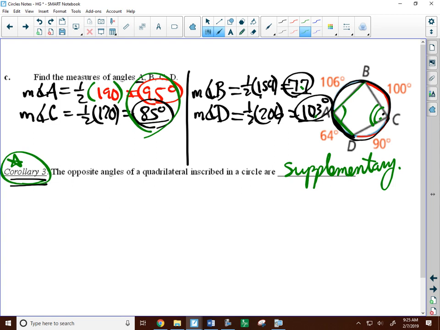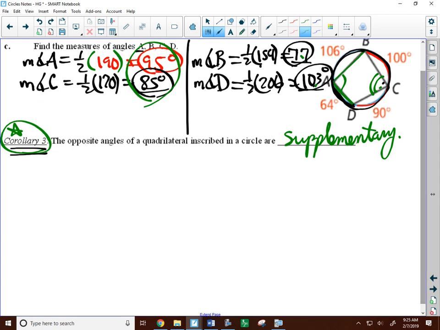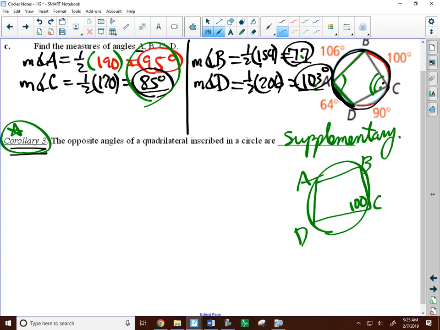Honestly, I'm going to ask you this, you'll see this. It seems like OST is going to ask you this for sure. They've given some release questions where they'll only give you one angle. They'll just say, here, C is 100, and then they'll say, what's A? And you should just say it's 80. They won't even give you B and D or some other arcs. You just gotta subtract from 180, as long as it's inscribed.